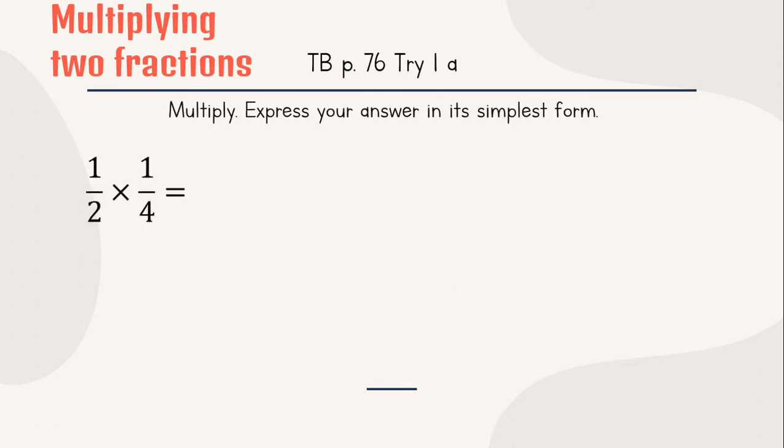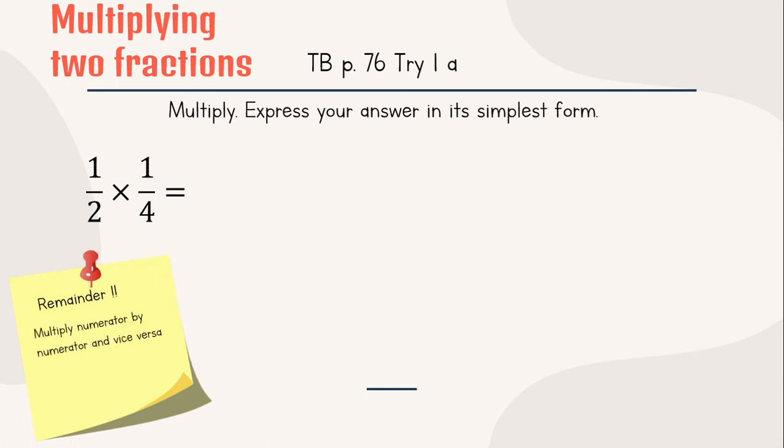Now please look at your textbook page 76, try 1a. We're going to discuss it together. 1 per 2 times 1 per 4. Remember, multiply numerator by numerator and vice versa. So numerator times numerator, 1 times 1. And denominator times denominator, 2 times 4. So what can we have? 1 per 8. That's it. Is it in simplest form? Yes, because 1 per 8 is already in the simplest form.